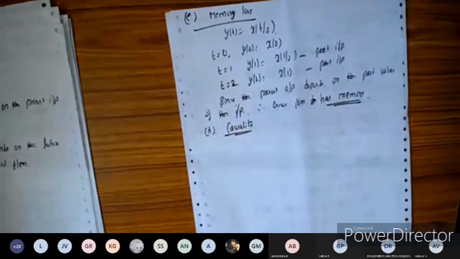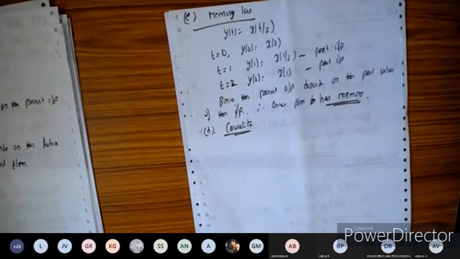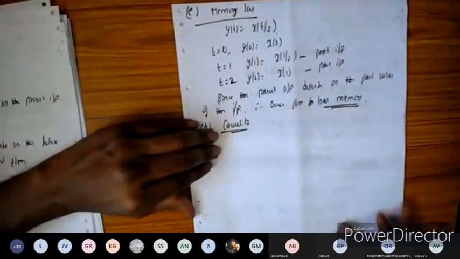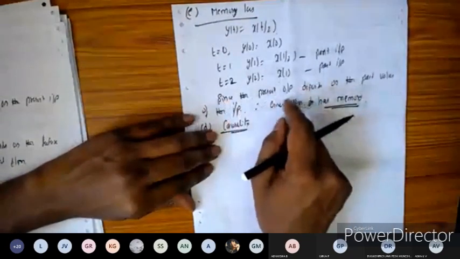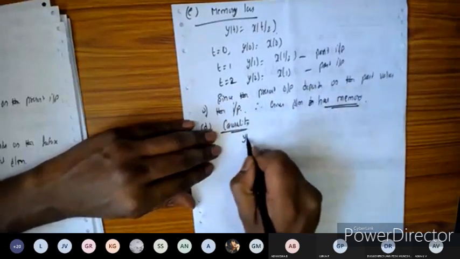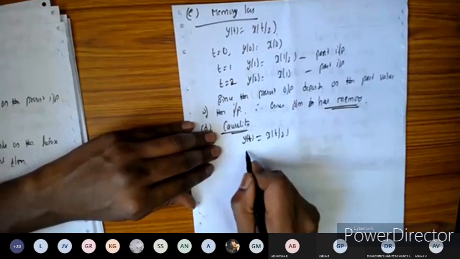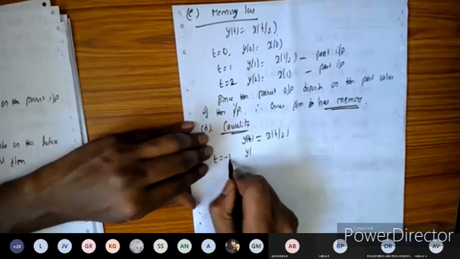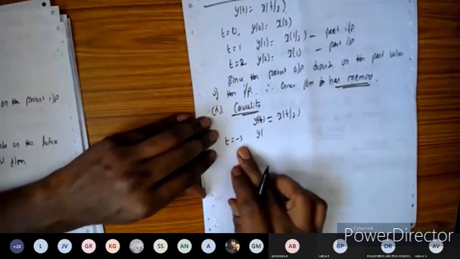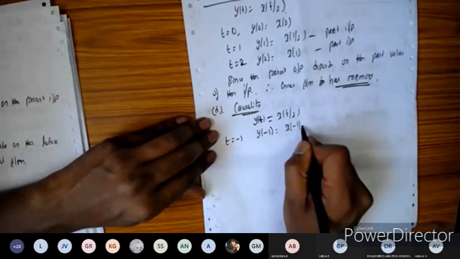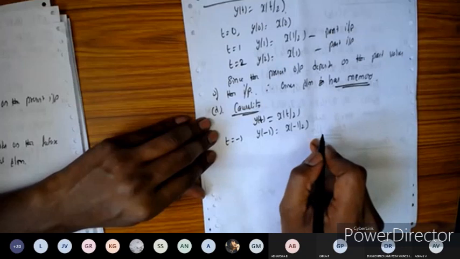The next property is called the causality property. Now let us go for the causality property. What causality says is that the present output does not depend on the future values of the input. So x of t by 2 is given. Let us take t is equal to -1. In order to verify the causality, I'll take negative values. So y of -1 will become x of -1 by 2.